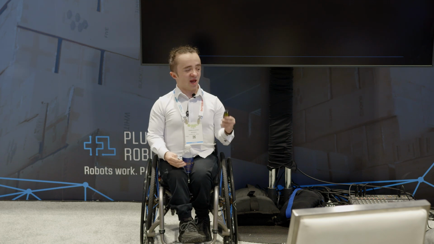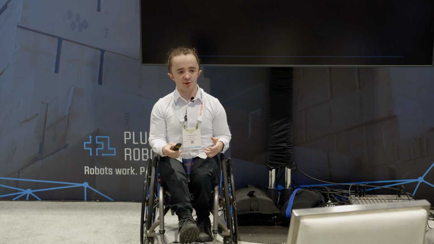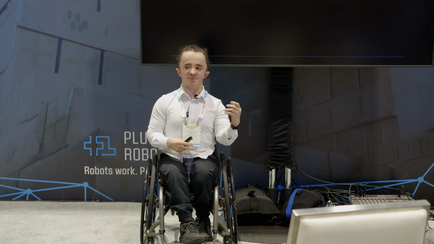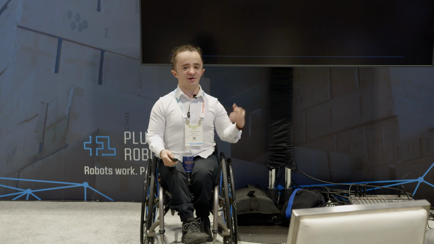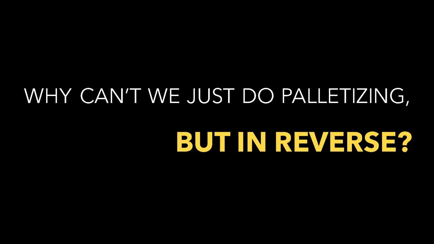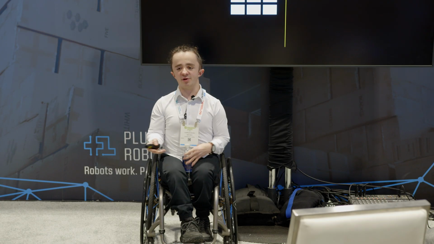All right, now here's the thing. Every time we ship a palletizer, it works very well. We have great feedback, and we've shipped hundreds of those. But if you look at the market, everything that's first palletized needs to be depalletized at some point, right? And so I've been asked, as an engineer, why can't we just do palletizing, but in reverse? That'd be nice. But sadly, that's not so easy.